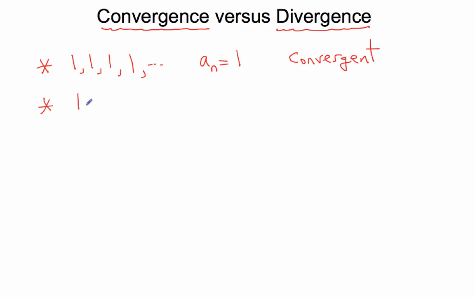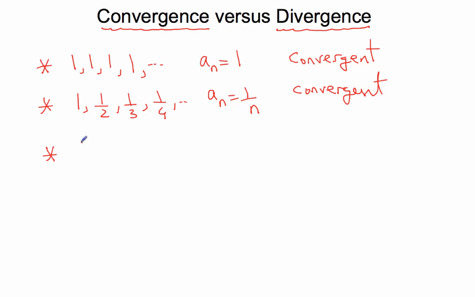Next, let me take 1 over 2, 1 over 3, 1 over 4, and so forth. So an is 1 over n. Again, this is convergent. And that's because as n becomes larger and larger, we're going to get closer and closer to 0. So this sequence here is said to converge to 0.